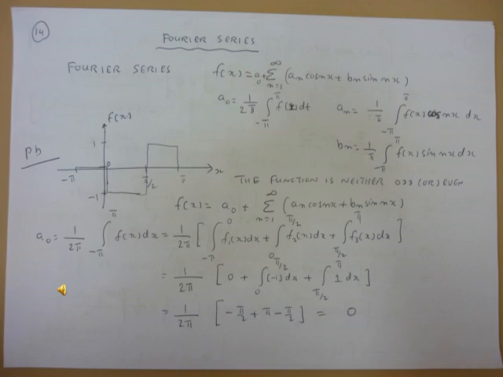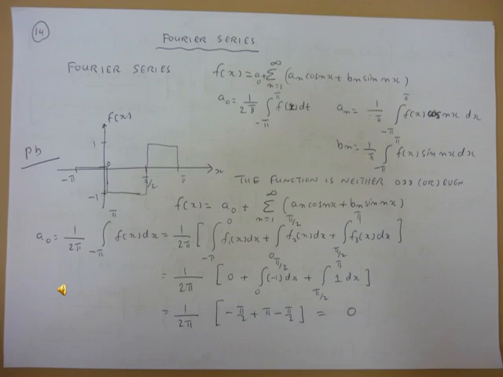The generalized formula for the Fourier series is f(x) equals a0 plus summation n from 1 to infinity of an cos nx plus bn sin nx. So this is the format of the Fourier series. In this case, we can calculate the a0 value. a0 is 1 by 2 pi, integration from minus pi to pi of f(x) dx.